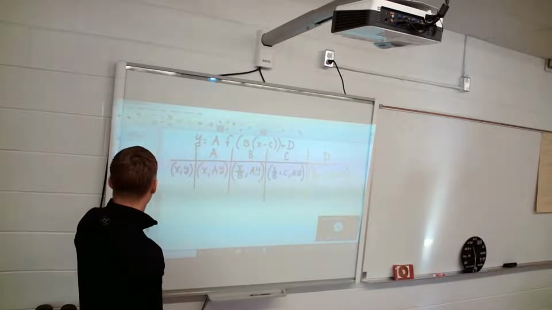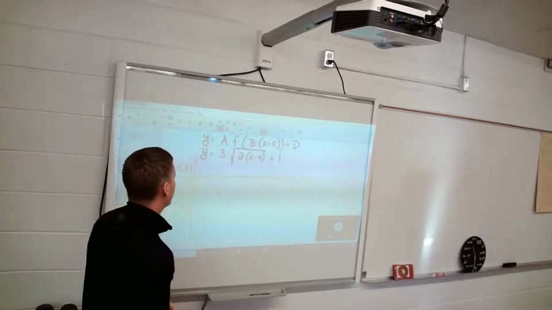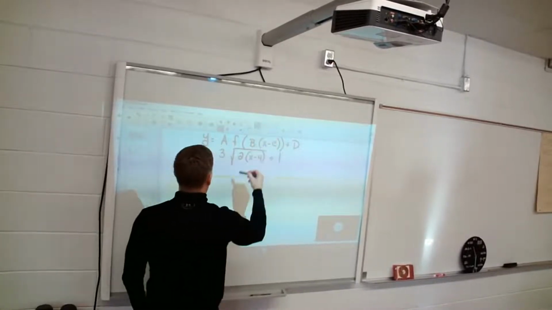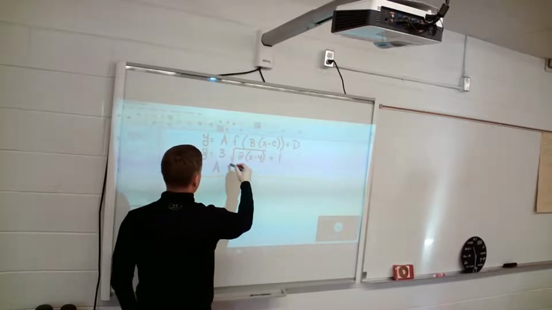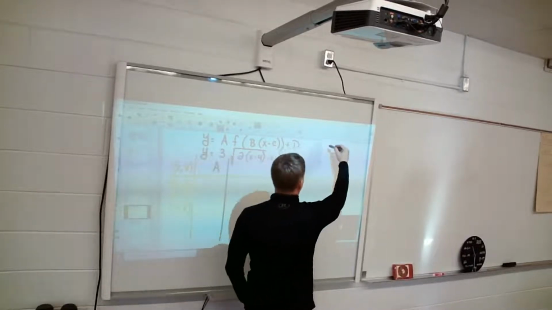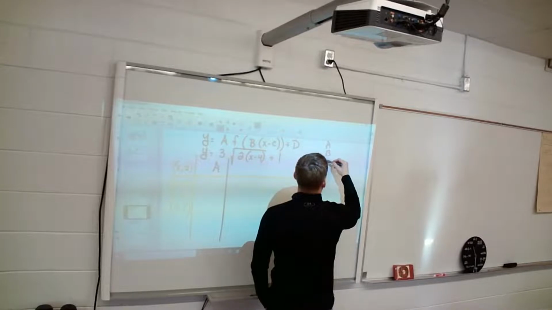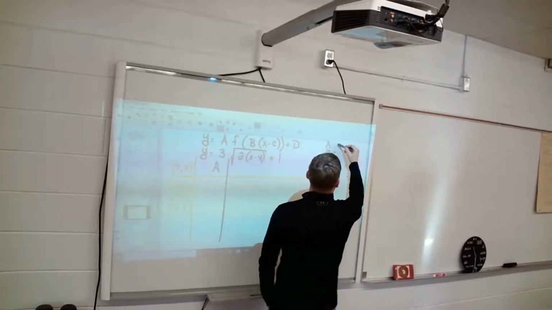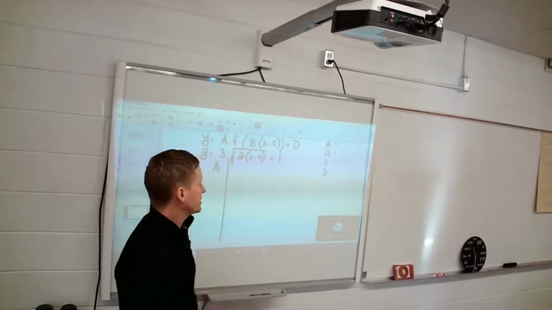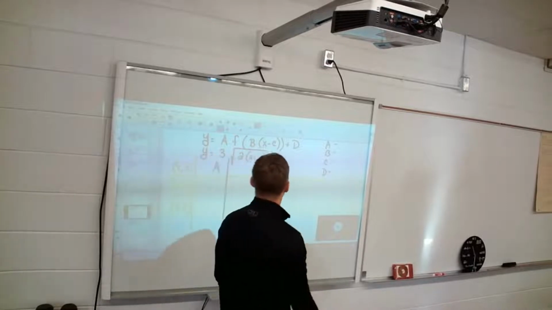So here's what happens. Where am I? Right here. Okay. So I have my A value. The first thing I should do is write these out: A, B, C, and D. Okay? So in this equation right here, for my square root graph, what's my A value?